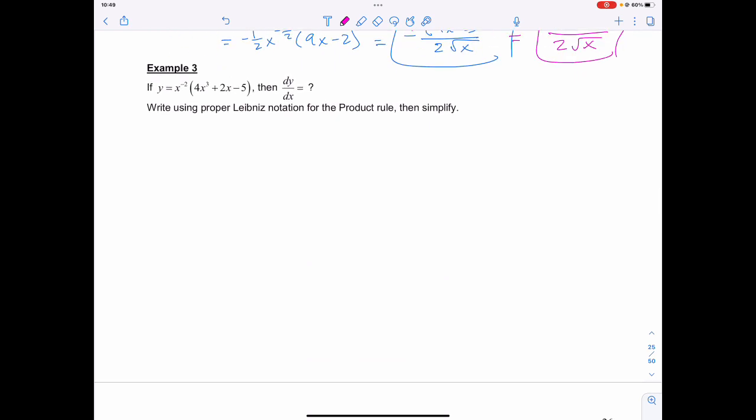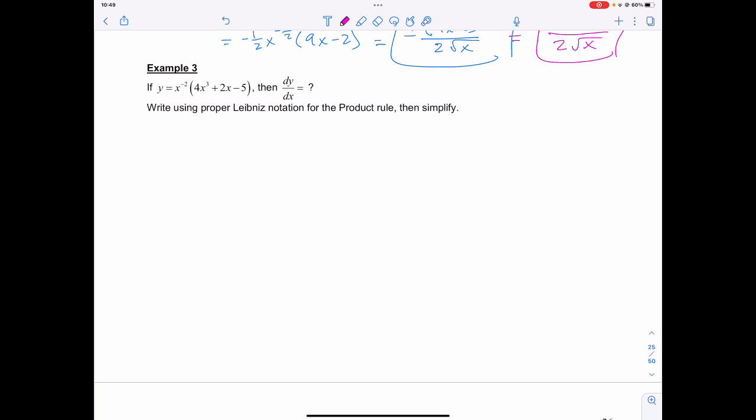All right, let's take a look at example 3. If y is equal to x to the negative 2 times 4x cubed plus 2x minus 5, then what is the derivative of this going to be?